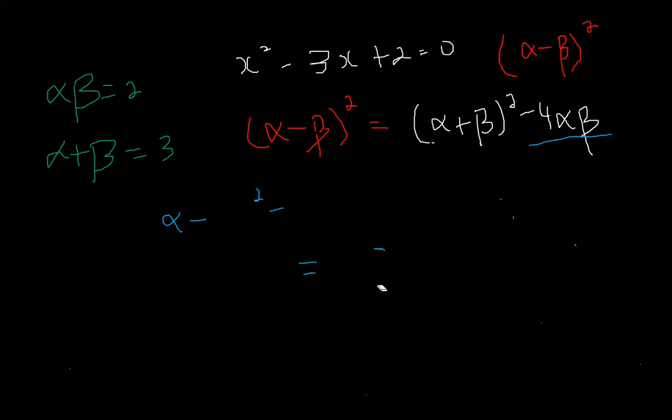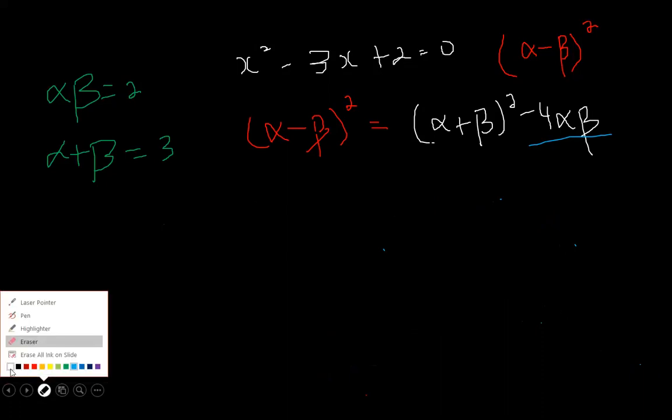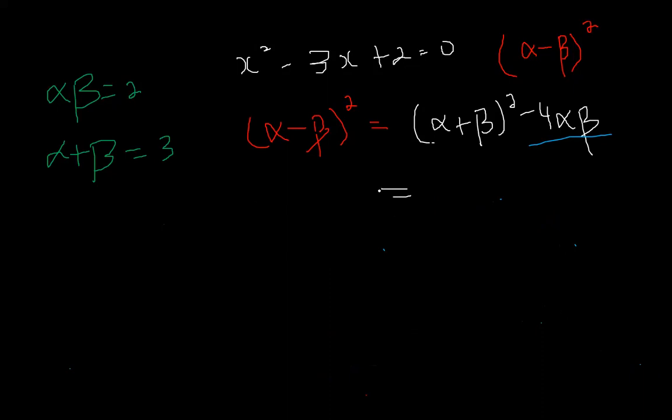So this question wasn't too complicated. Right, so we said alpha plus beta is 3, so that's 3 squared minus 4 alpha beta, and alpha beta is 2. 3 squared is 9, and 4 times 2 is 8. So that's 9 minus 8, which is equal to 1. That's why the answer was 1. So everybody good with that now, right?